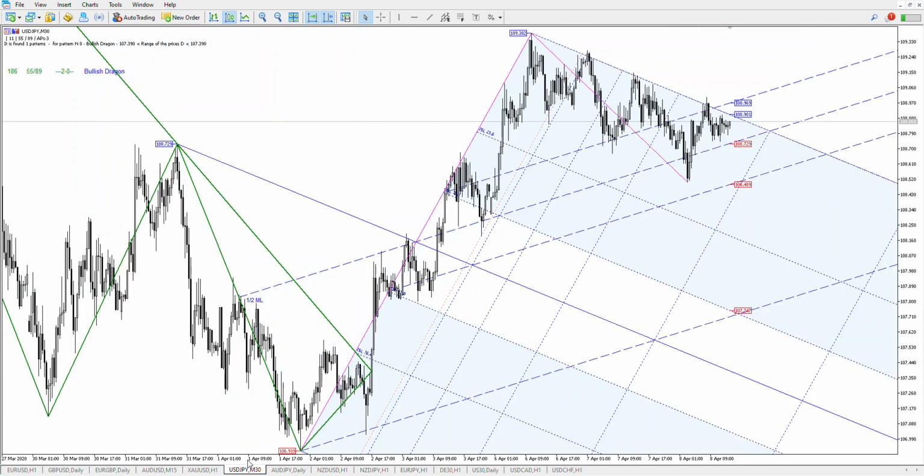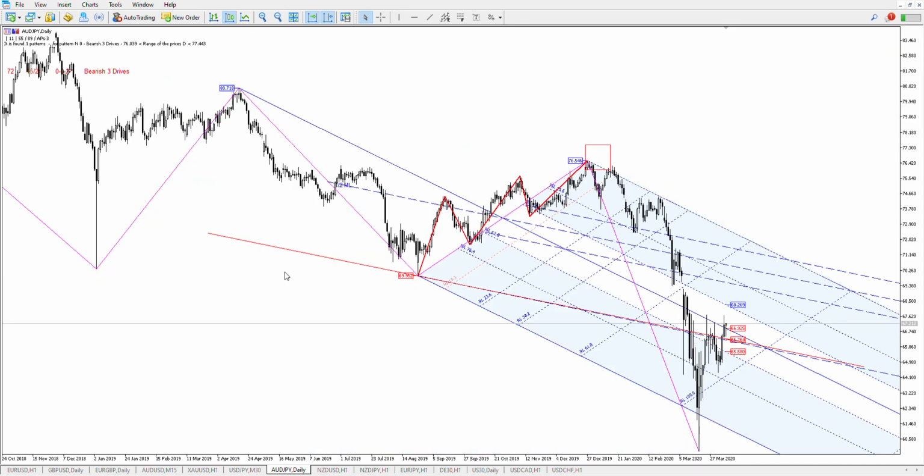Aussie yen. Resistance at 108.90, 108.96, support 108.48. I've got an ascending channel, but descending pitchfork, but I think it could well break. At that point would have been the buy, and H4 was a bullish dragon too. So there are your levels.